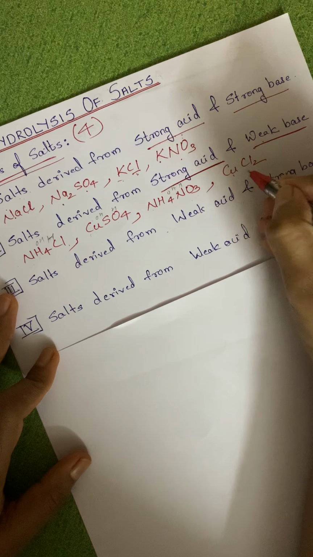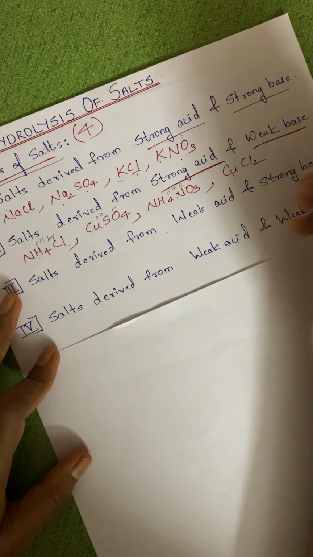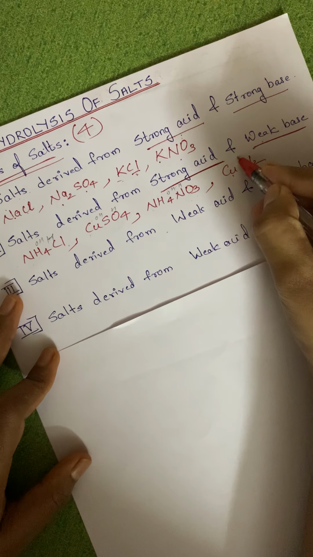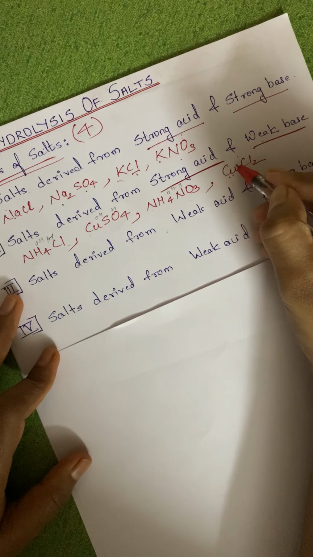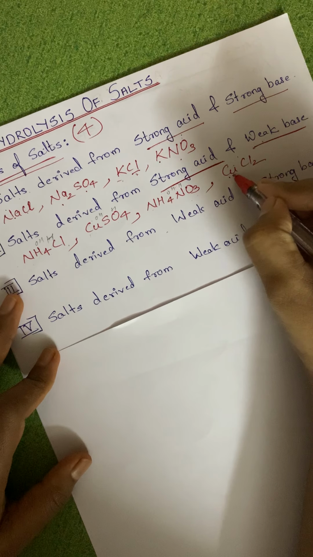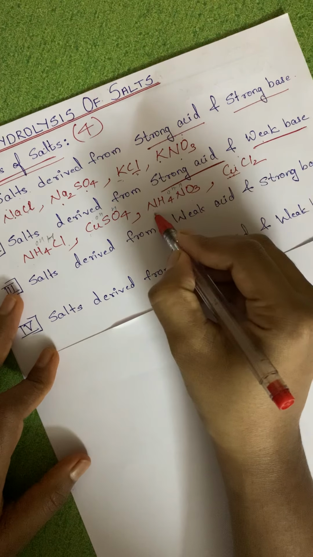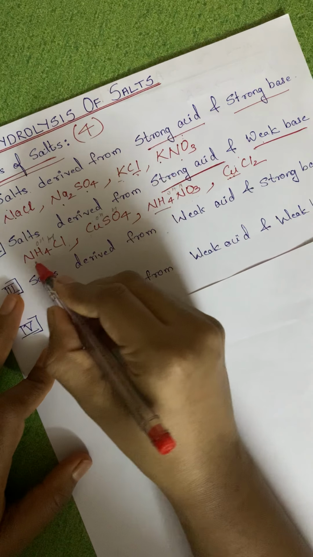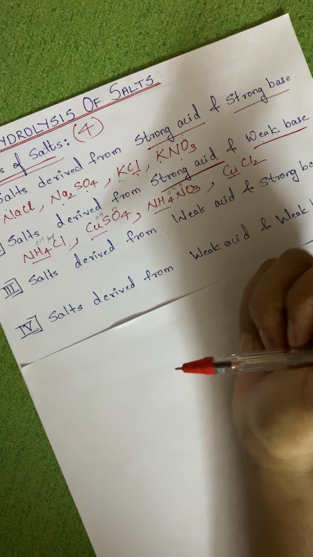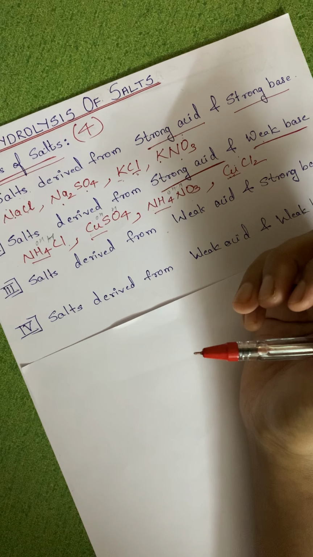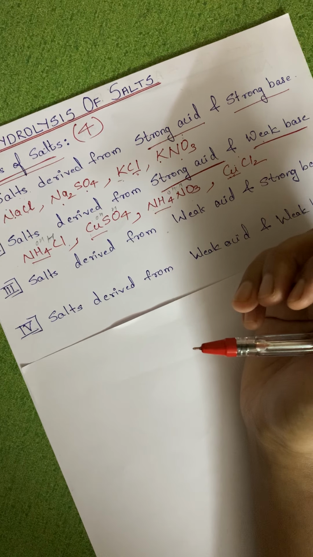Next, CuCl2, copper chloride. What will be the answer over here? Again it will be HCl, and here with OH, it will be copper hydroxide. Weak base over here is copper hydroxide. Weak base earlier was ammonium hydroxide. Again here ammonium hydroxide, and here copper hydroxide. So hopefully you will understand here weak bases also. Many examples of weak bases you can understand over here.